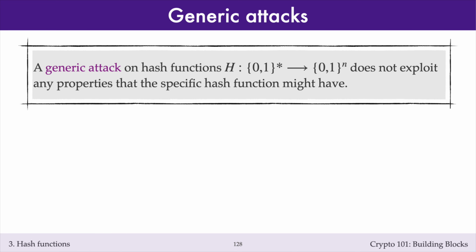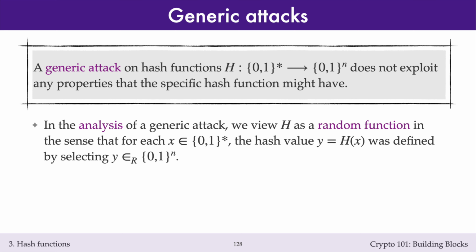A generic attack on a hash function does not exploit any specific properties the hash function might have. So from the attacker's perspective, the hash function is viewed as a black box to which the attacker can present any message of her choice, and the black box returns the hash of the message.